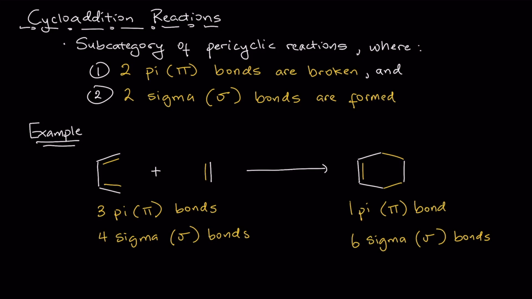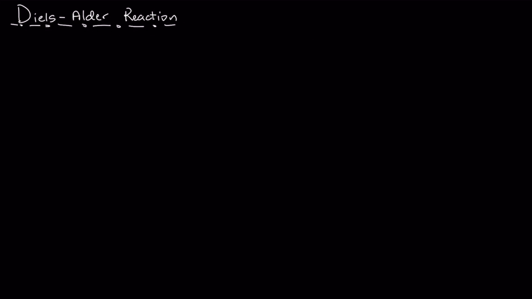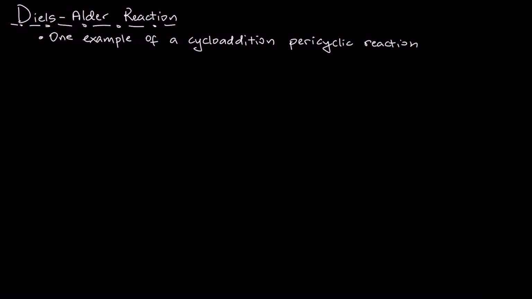Because we're seeing this, it falls under that subcategory of pericyclic reactions where two pi bonds are broken and two sigma bonds are formed. So this is an example of a cycloaddition reaction. And once again, I'm teasing you with this reaction because we're actually going to be focusing on this specific reaction in this video. The reaction I've been teasing you with is called a Diels-Alder reaction, which we have already established is an example of a cycloaddition pericyclic reaction.